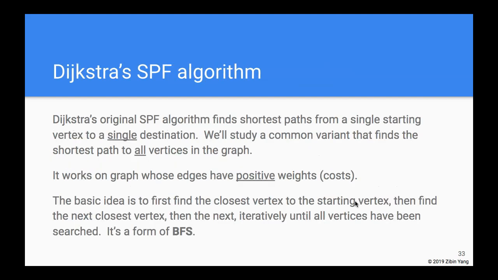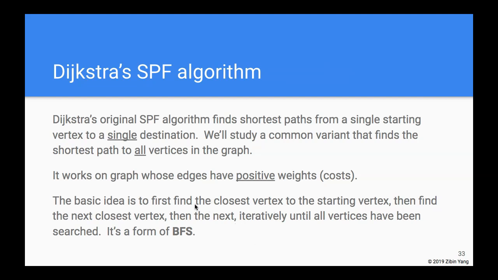Anyway, in his original algorithm, he finds the shortest path from a single starting vertex to a single destination. Now, there is a very common variant that finds the shortest path from a single starting vertex to all the vertices in the graph. So that's what we'll study. One thing to note is that it only works on graphs whose edges have positive weight or cost. If there are negative weights, which don't make a whole lot of sense anyway, this algorithm won't work.